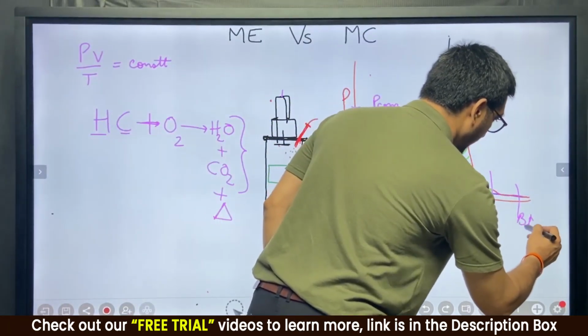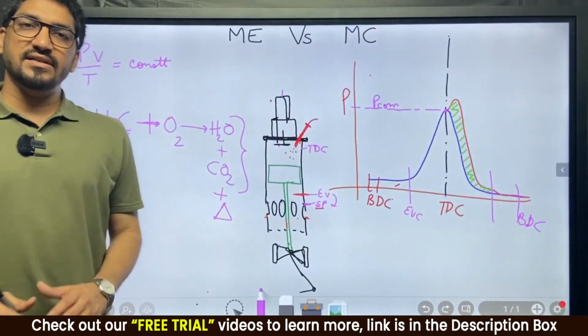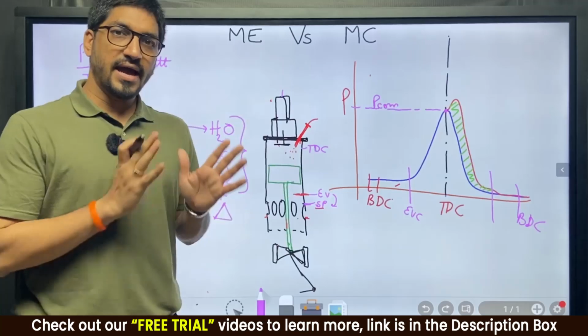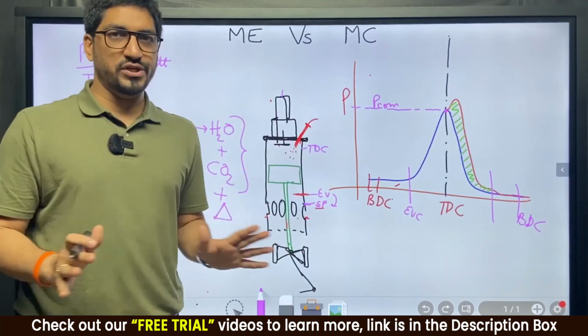So here we have BDC again. So this is the two-stroke diesel engine cycle, and this is still the same in the ME engine as well. MC engine, ME engine, no change at all, right?